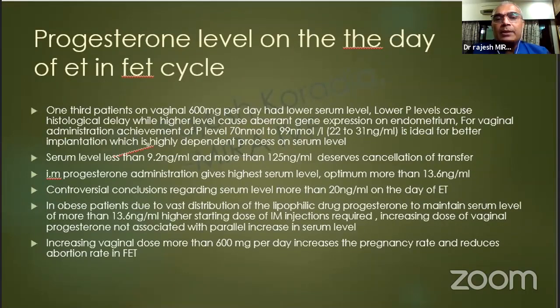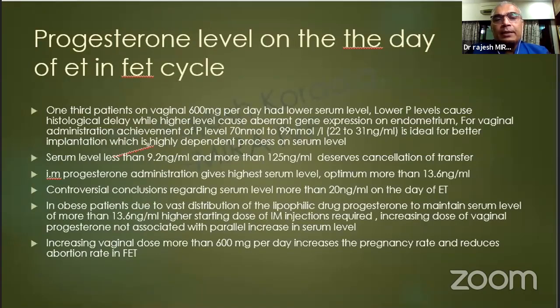The intramuscular administration of progesterone gives the highest serum level, and according to the study, the optimum level should be more than 13.6 nanogram when intramuscular progesterone is used for secretory transformation. There is a controversial conclusion regarding a serum level of more than 20 nanogram on the day of ET. There are some studies which say that if it is more than 20, the implantation is reduced. There are studies which say that the serum level has nothing to do with the implantation as far as progesterone is concerned.